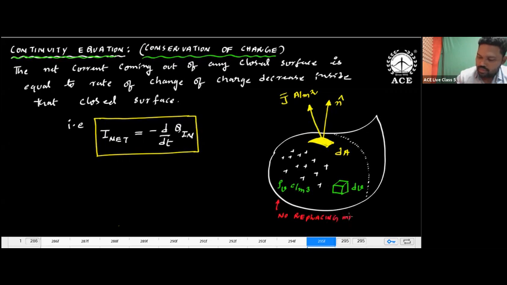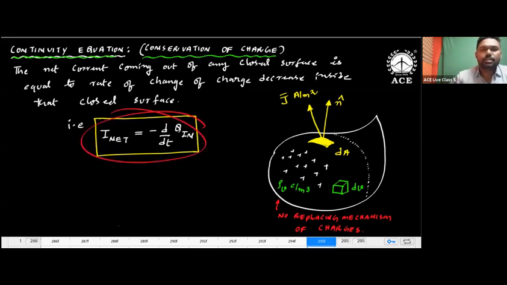No replacing mechanism of charges. So the number of charges are fixed. So the rate at which charges are coming outside, the same amount will decrease inside. That is what this continuity equation is.